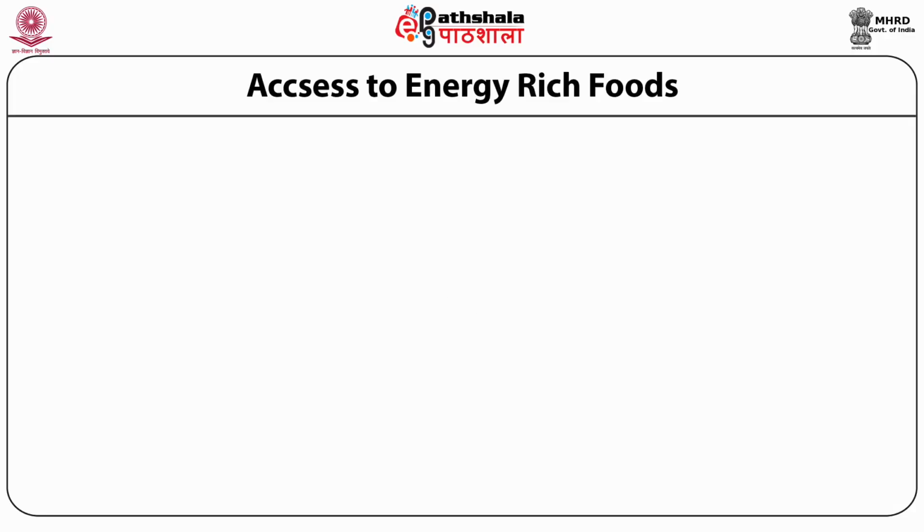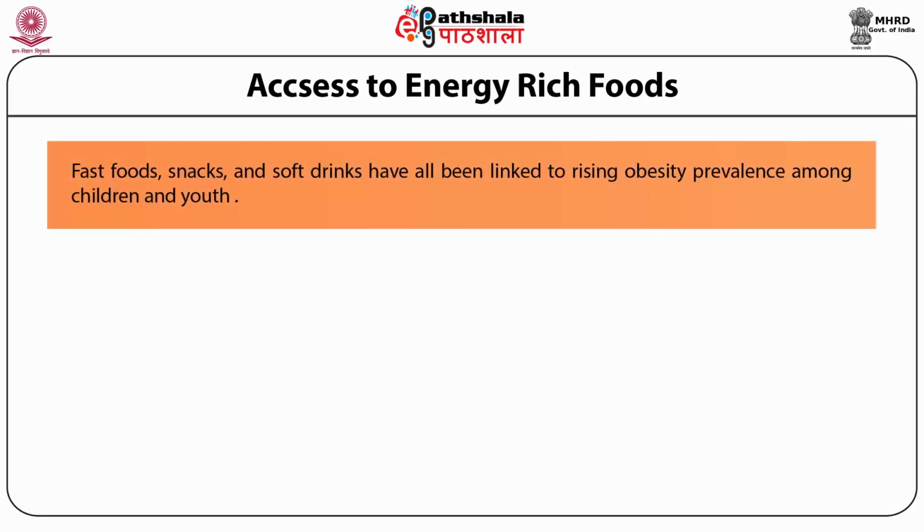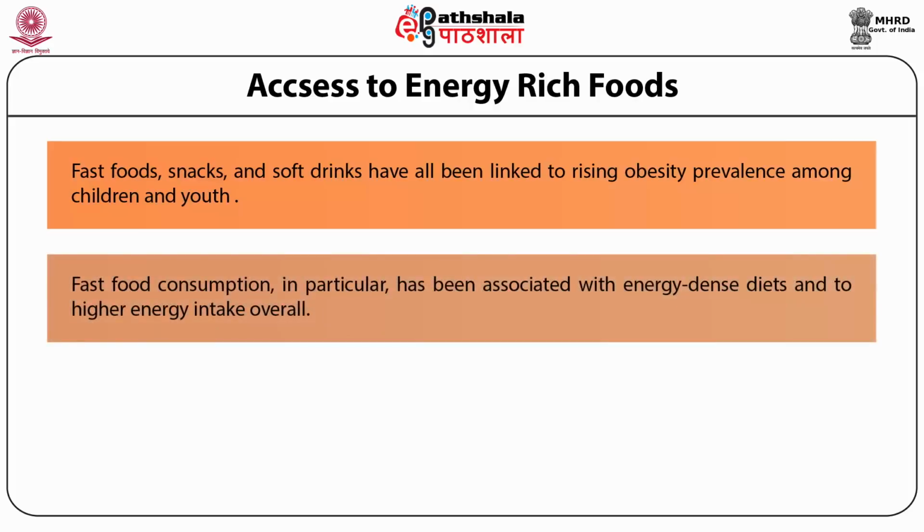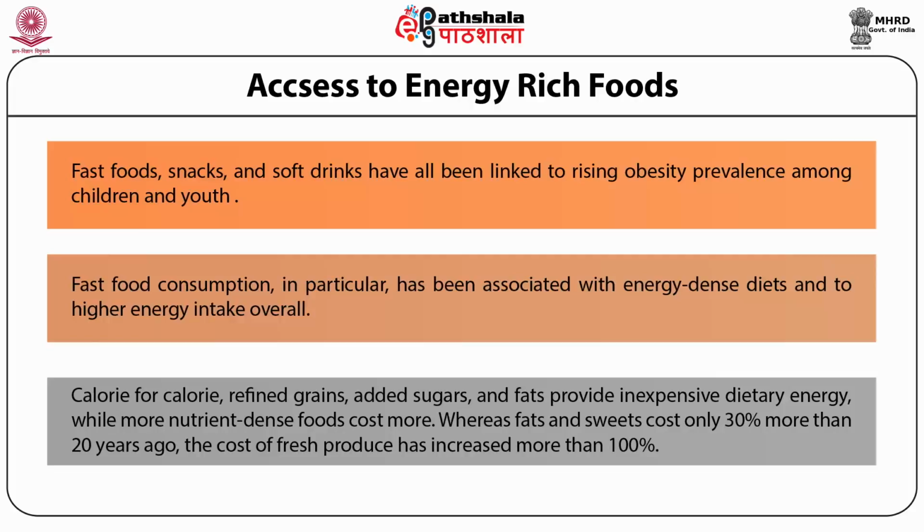Let's have a look at access to energy-rich food. Fast food, snacks and soft drinks have all been linked to the rising obesity prevalence among children and youth. Fast food consumption in particular has been associated with an energy-dense diet and higher energy intake overall. Calorie for calorie, refined grain, added sugar and fat provide inexpensive dietary energy, while more nutrient-dense food costs more. Whereas fats and sweets cost only 30% more than 20 years ago, the cost of fresh produce has increased more than 100%.